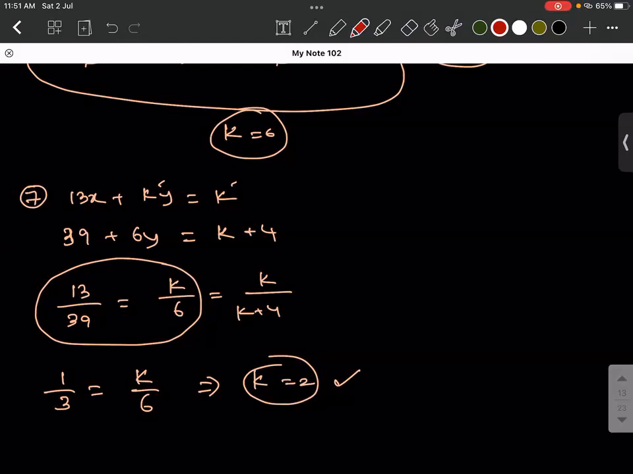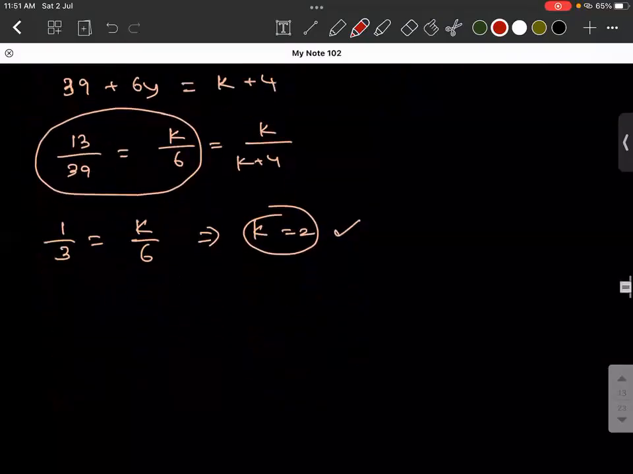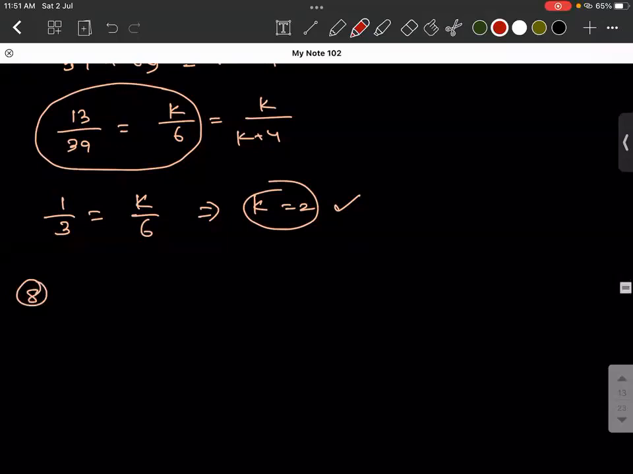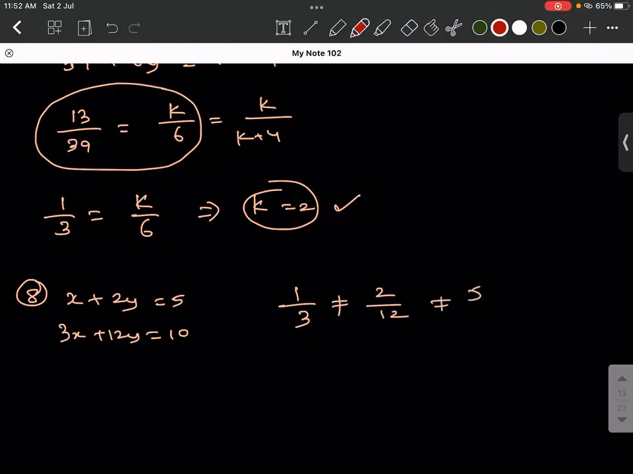Is it clear? So 7, 8. x plus 2y is equal to, because a1 by a2, 1 by 3 is not equal to 2 by 12. That's it. This is enough. You have nothing to do with c1 and c2. Unique solution.